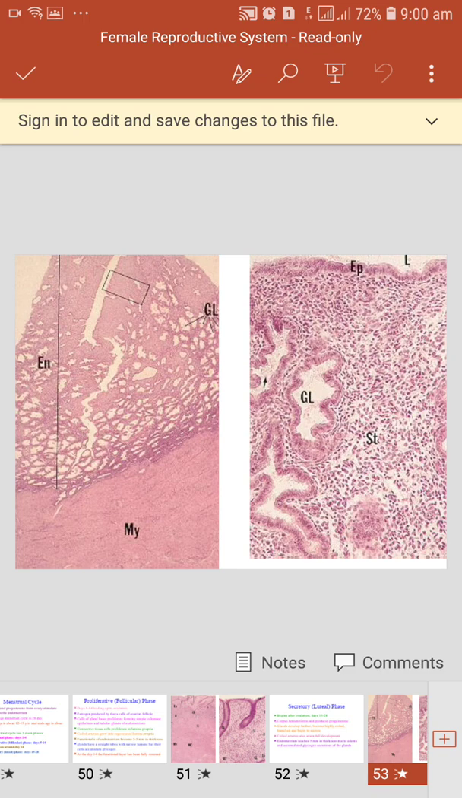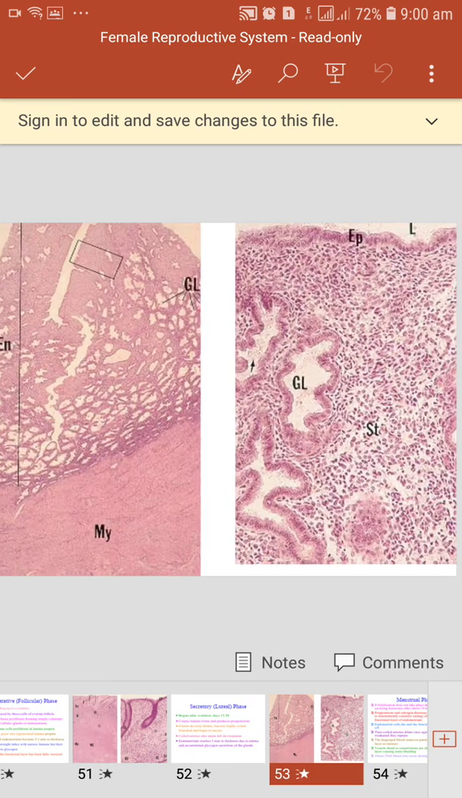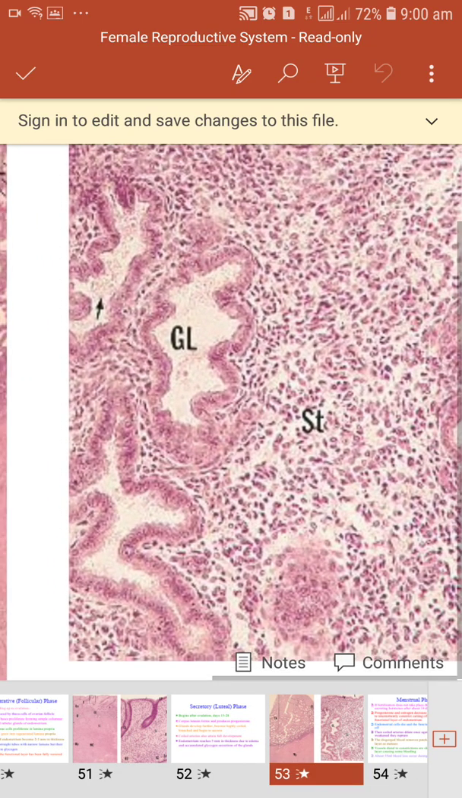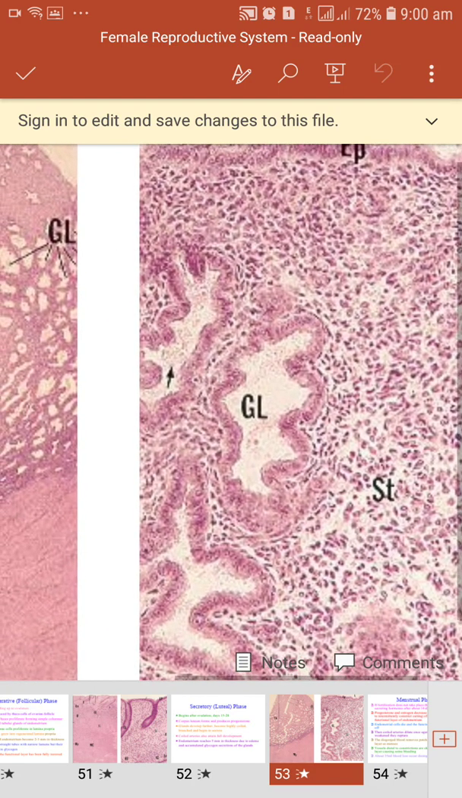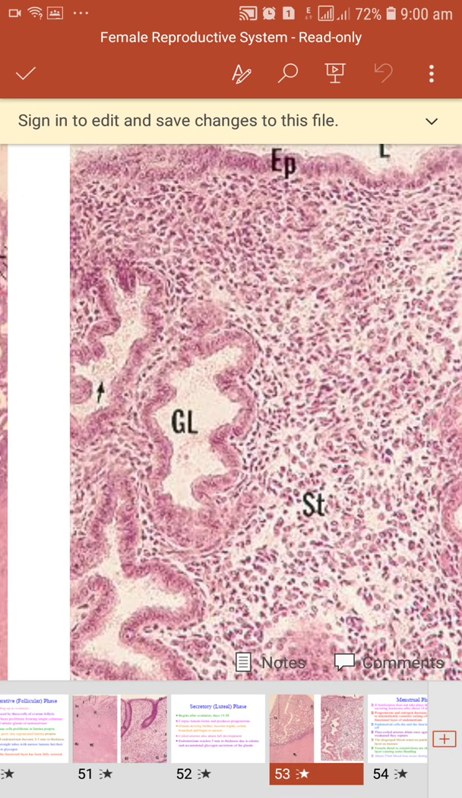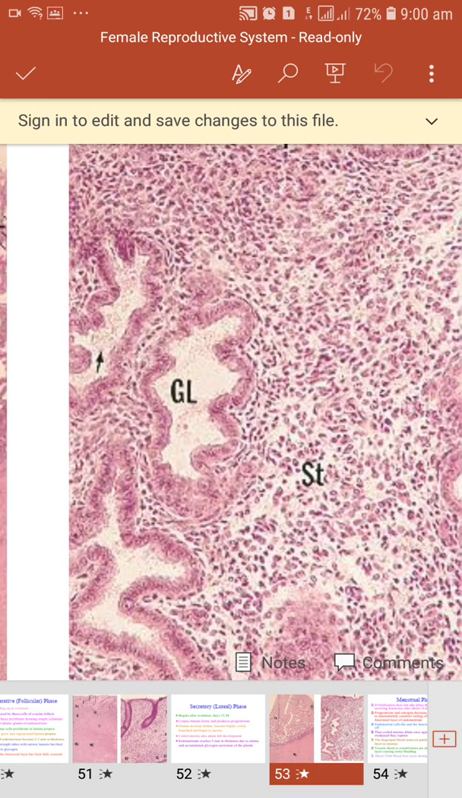You can see here the luteal phase. Here the glands are coiled. Thickness is increased to 5 mm and there is increased glycogen secretion and deposition.